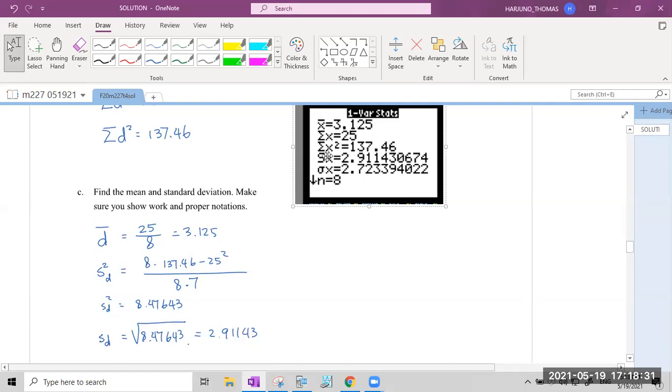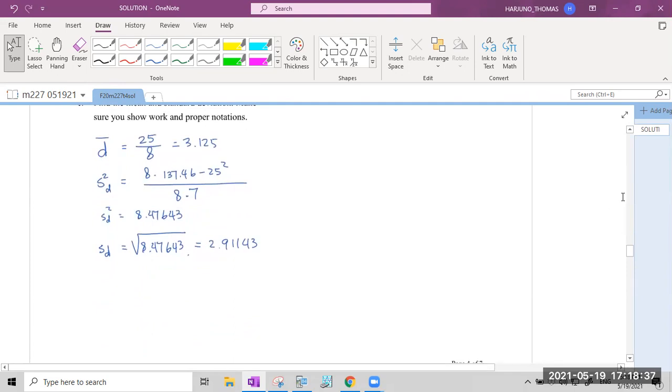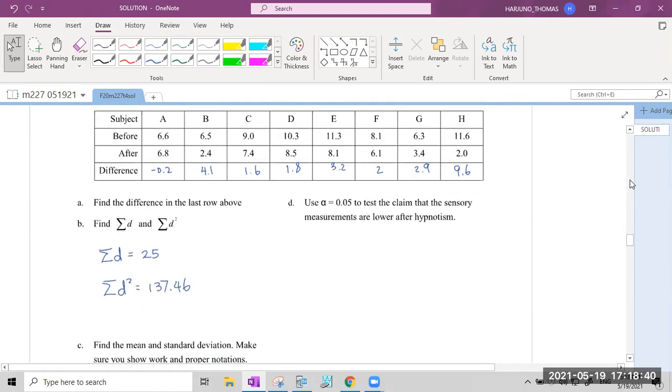That's for part C. Let's go on to part D. Use alpha equals 5% to claim that the sensory measurements are lower after hypnotism. So step 1, the claim: the sensory measurements are lower after hypnotism.